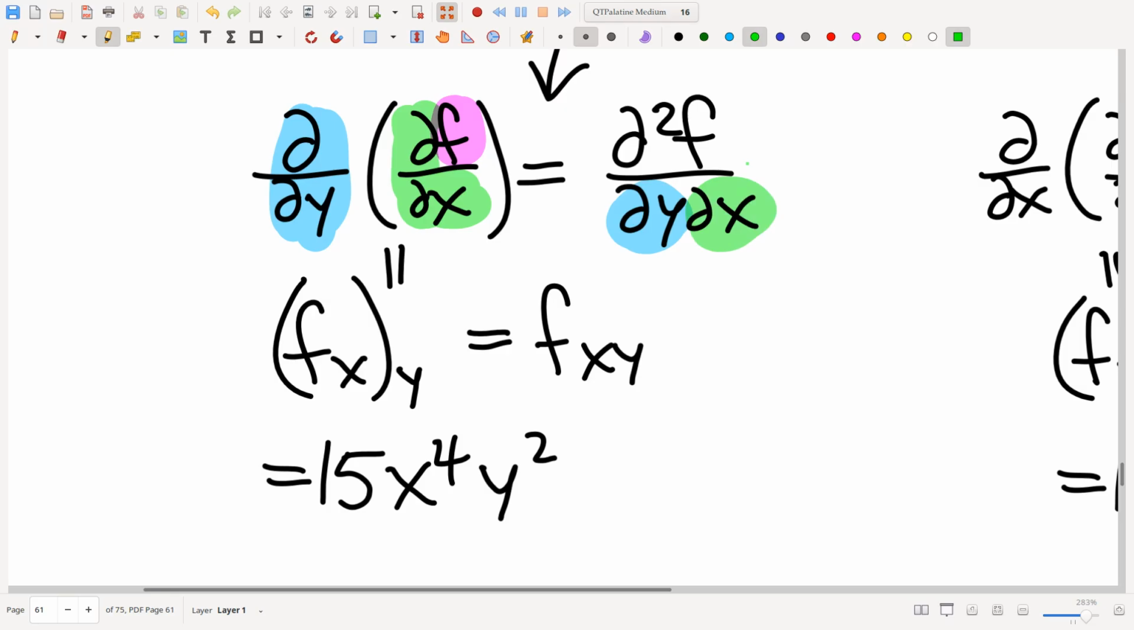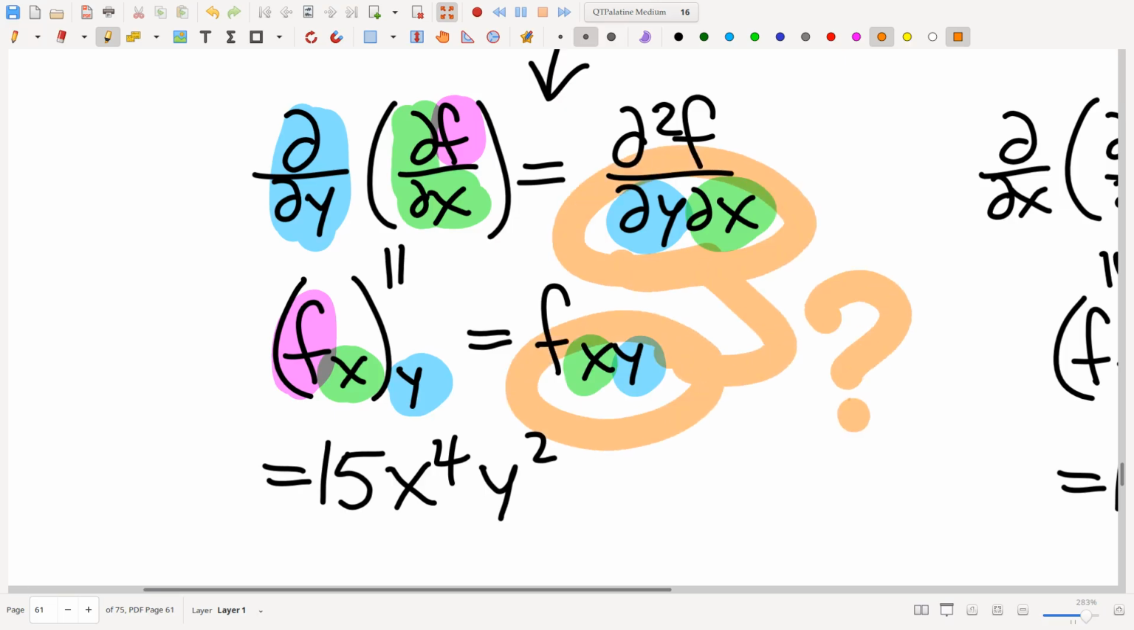And here's the confusing, frustrating alternative option, same function. Again, I'm going to first take the partial with respect to x. And then whatever I get, I'm going to second take the partial with respect to y. Notice now that the x is on the left and the y is on the right. And if you look at this versus that, it's seemingly backwards. You see what I mean?